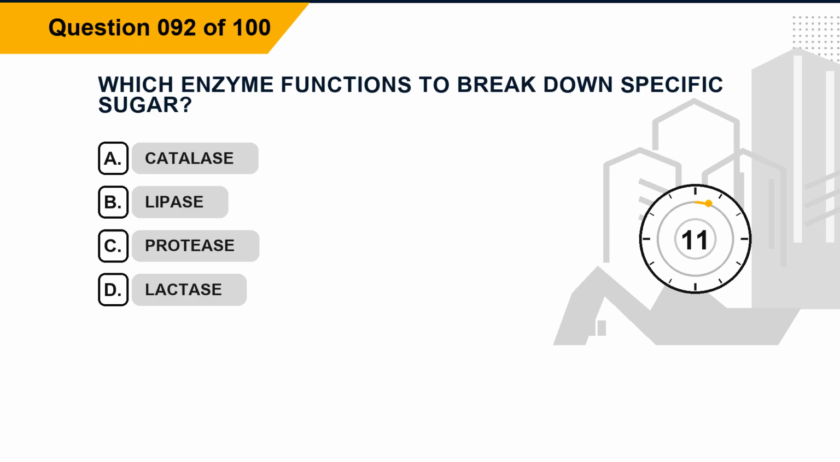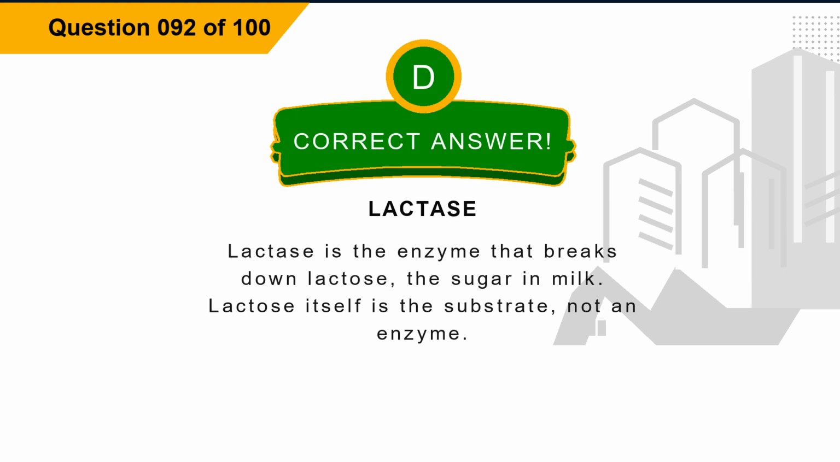Question 92. Which enzyme functions to break down specific sugar? Option A, catalase. Option B, lipase. Option C, protease. Option D, lactase. The correct answer is option D, lactase. Explanation: lactase is the enzyme that breaks down lactose, the sugar in milk. Lactose itself is the substrate, not an enzyme.